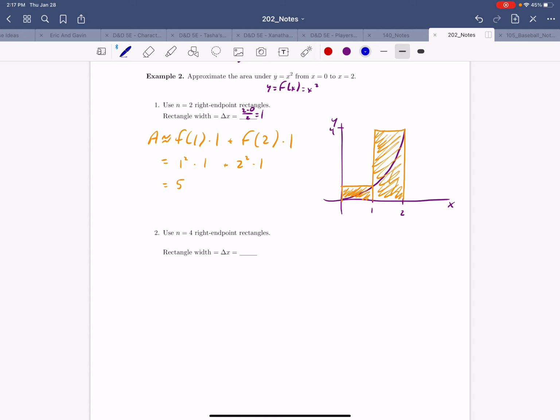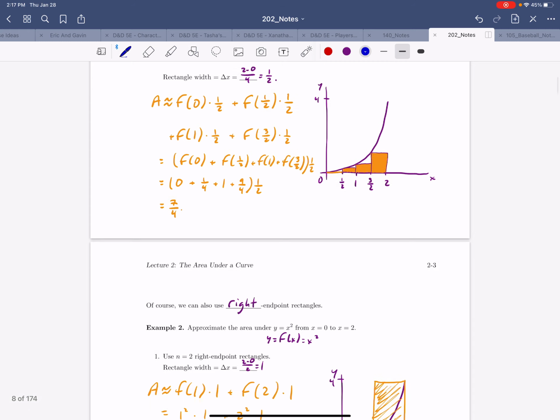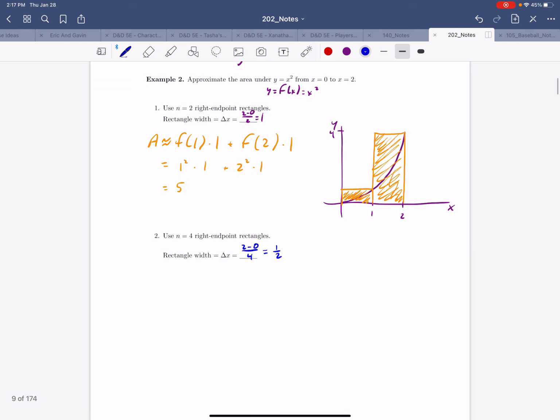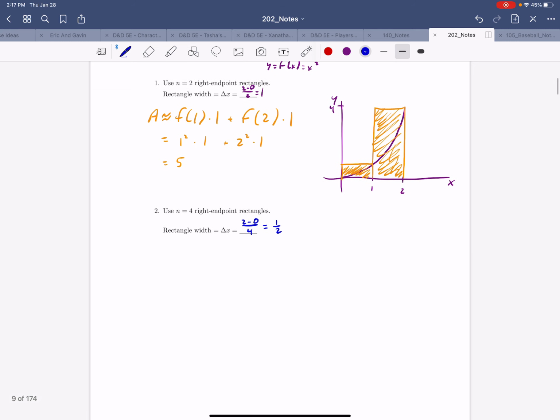The rectangle width is, as it's always been, 1/2, right, for when we use 4 rectangles over an interval of 2? That never changes regardless of which kind of endpoints we're using, just as in example 1. Width was 1/2. What changes is how we calculate our area sums.